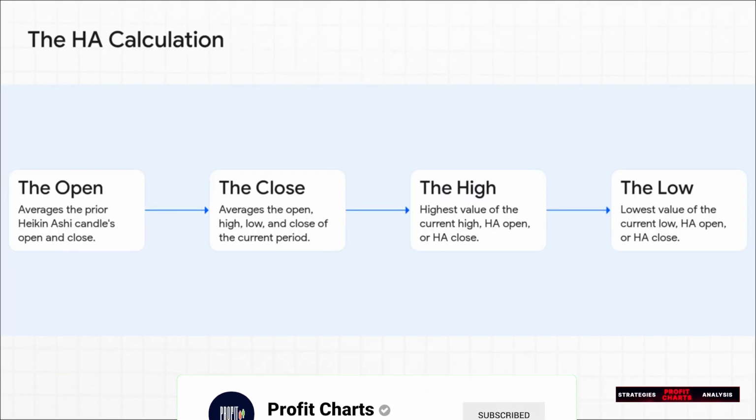Okay, so how does it actually do this? You don't need to be a math whiz, but here's the basic idea. The open of a new Heikin Ashi candle isn't the real market open. Instead, it starts from the middle of the last Heikin Ashi candle. And the close? That's an average of everything that happened in the current bar. See how it's always looking back a little? That's the secret sauce. That's what connects each candle to the next and creates that super smooth flowing look.